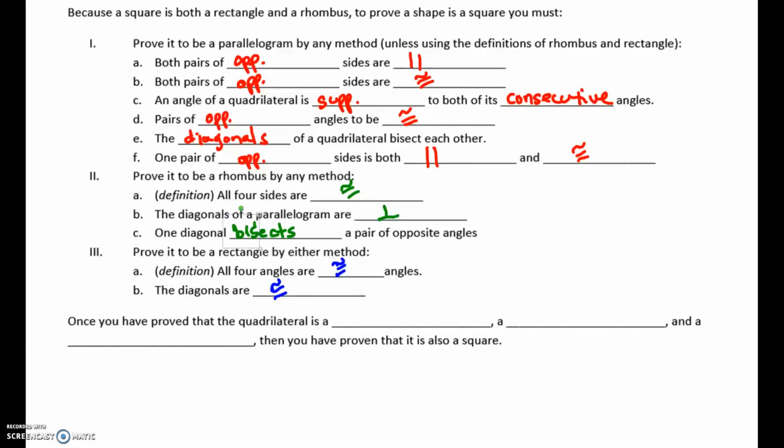Then once I've done that, I will have proven the quadrilateral to be a parallelogram, a rhombus, and a rectangle. And once I have proven all of that, then I have shown that this thing is a square. So proofs for squares are not pretty because they have to be done in 3 sections.